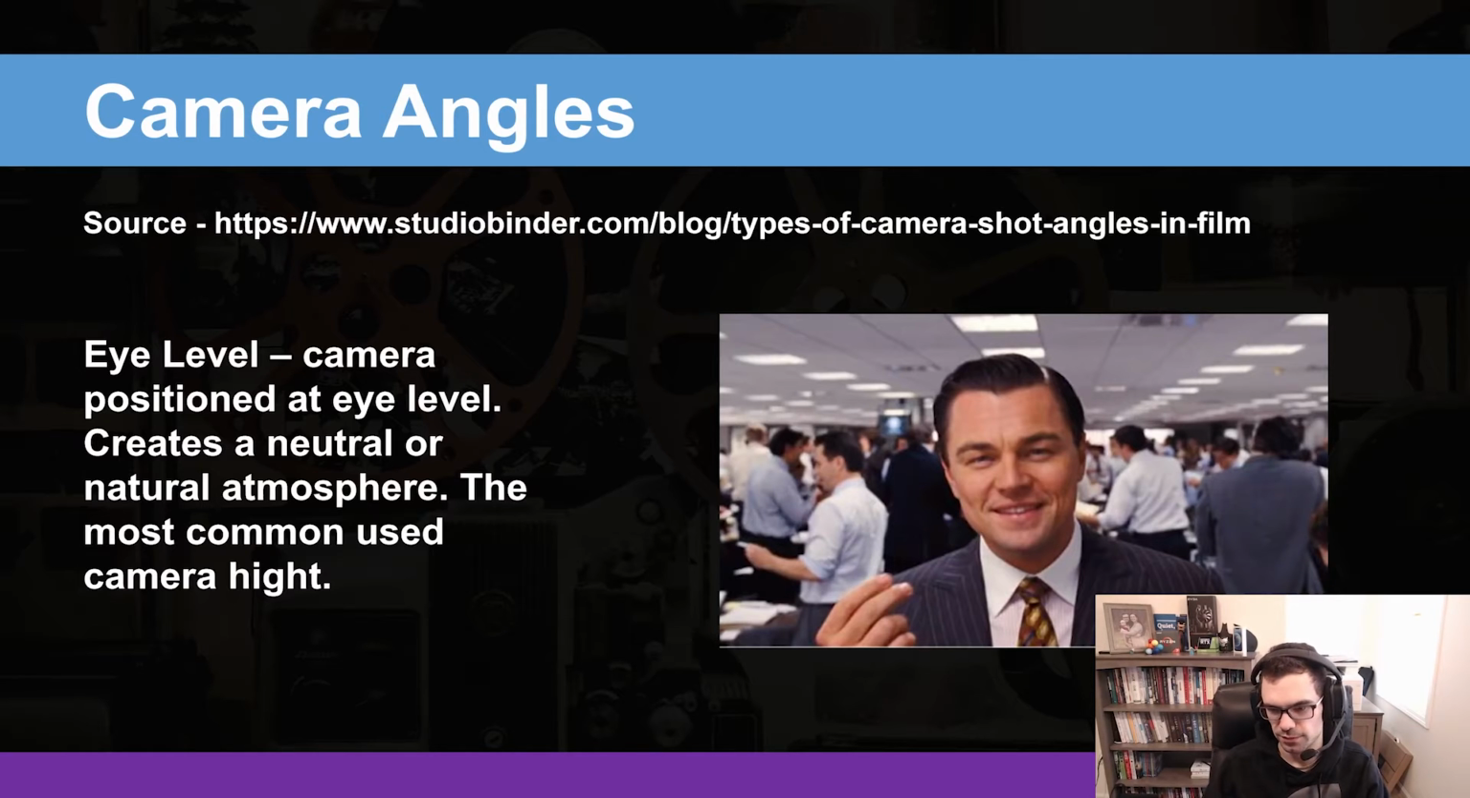And of course, a common height or a common level for cameras is eye level, and this has to do with looking right into the character's eyes. The camera positioned at eye level creates a neutral atmosphere and is the most commonly used camera height. The reason for that is it's more of two human beings interacting, and obviously this is very typical among human life, and so this camera angle is used profusely in cinematography, and is often coupled with good camera motion to maybe push in or follow the subject or whatever.